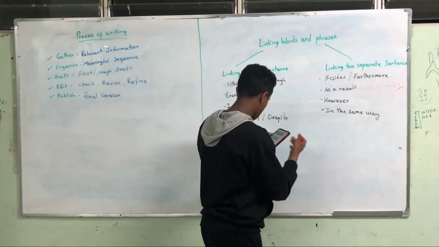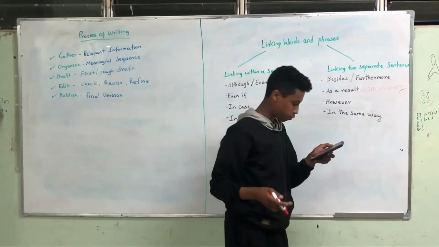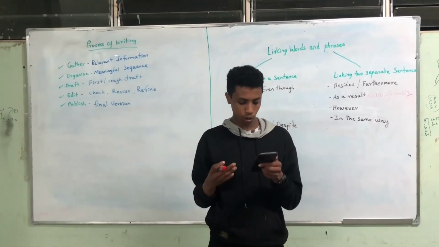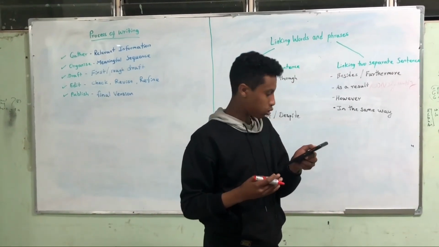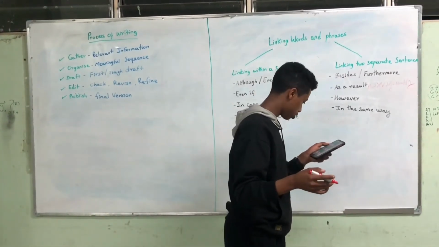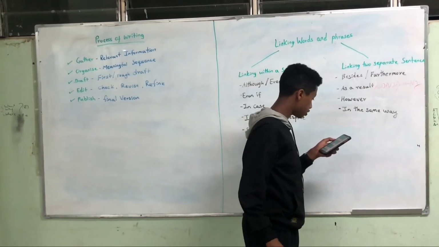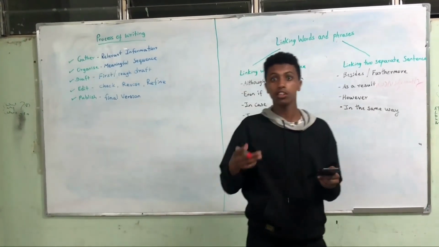When we go to the other one, we can have an example for however too. The shop was open, however, nobody came to the kiosk. It's an example for however. So these are some examples for these linking words.